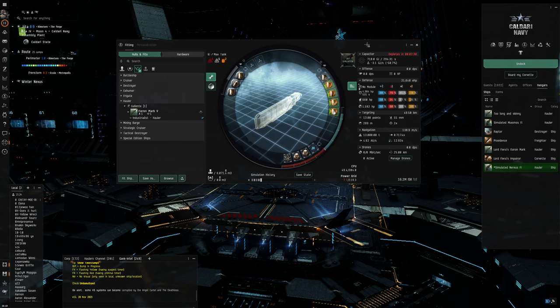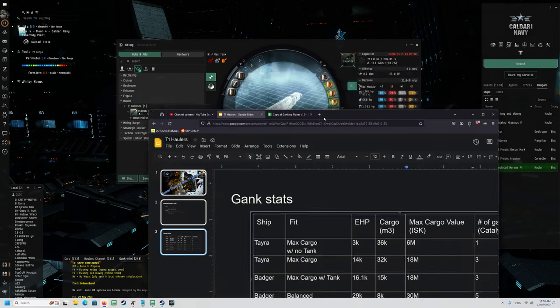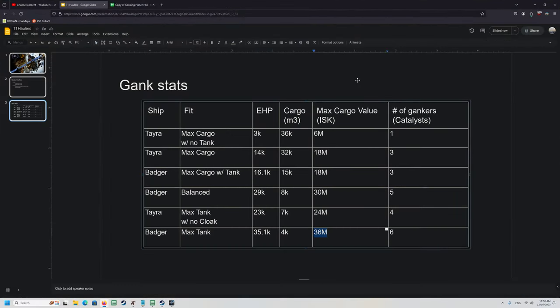Okay, so let's talk about how much money it costs to get into hauling with these T1 haulers. So I'm going to bring up the table that I had before. A good point of reference is that you obviously need to buy the ship. Most of these ships are about 20 million ISK. That's because I fit a T2 tank to them, which increases their value significantly, but it makes them much more difficult to gank.